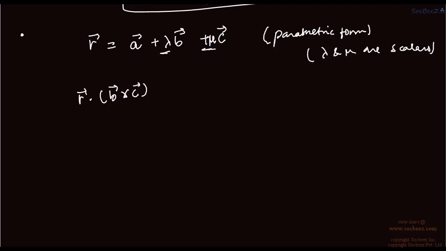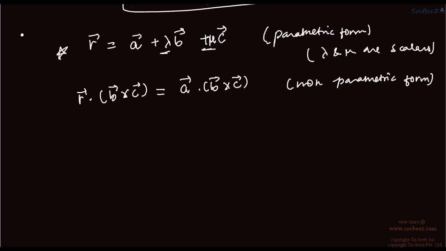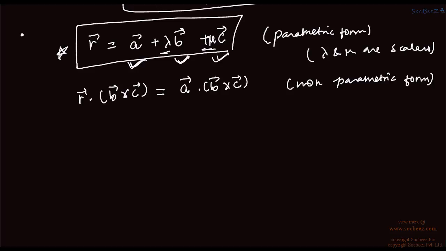And the non-parametric form will be r vector dot b vector cross c vector equals a vector dot b vector cross c vector. We have studied this scalar triple product in vector algebra, so you can review it there. Both can be used depending on the type of question, and both are easy to use. This one is easier. So this is the equation of a plane passing through a given point, a vector, and parallel to the given vectors b and c. A vector is the point given to you, and this is the equation of the plane. Okay, now a plane and a point.